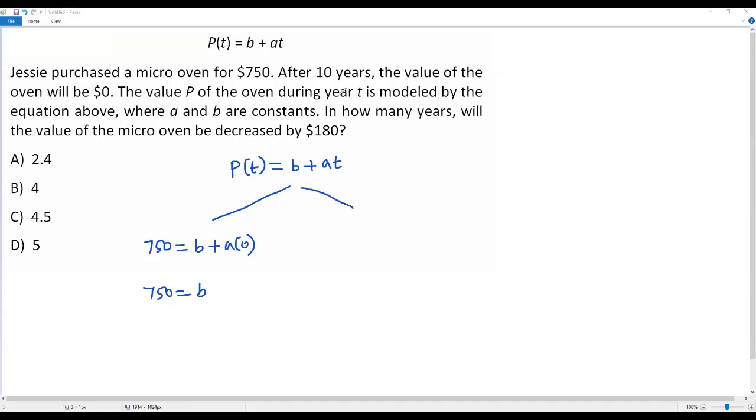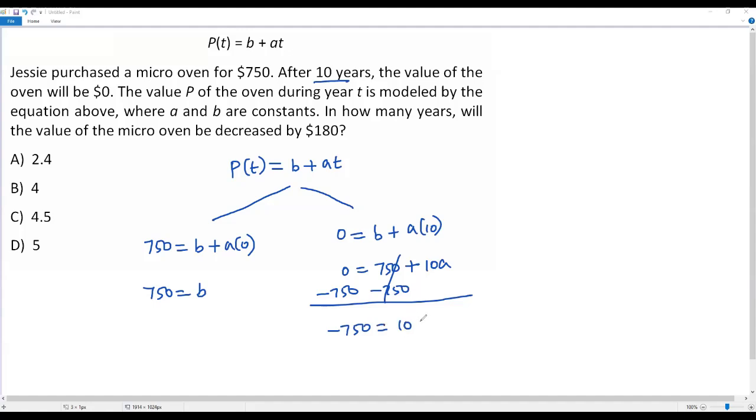Now let me use the second piece of information, that after 10 years, that is when t is equal to 10, the value of the oven will be 0. That is, the value of P of t is 0. Let me plug in 0 for P of t. Then B plus A times the value of t, which is 10. Since we got the value of B, we can plug in 750 for B. Then we get 750 plus A times 10, which is 10A. Now let me subtract 750 from both sides. When I do so, the positive and negative values will cancel out. I am getting negative 750 equals positive 10A.